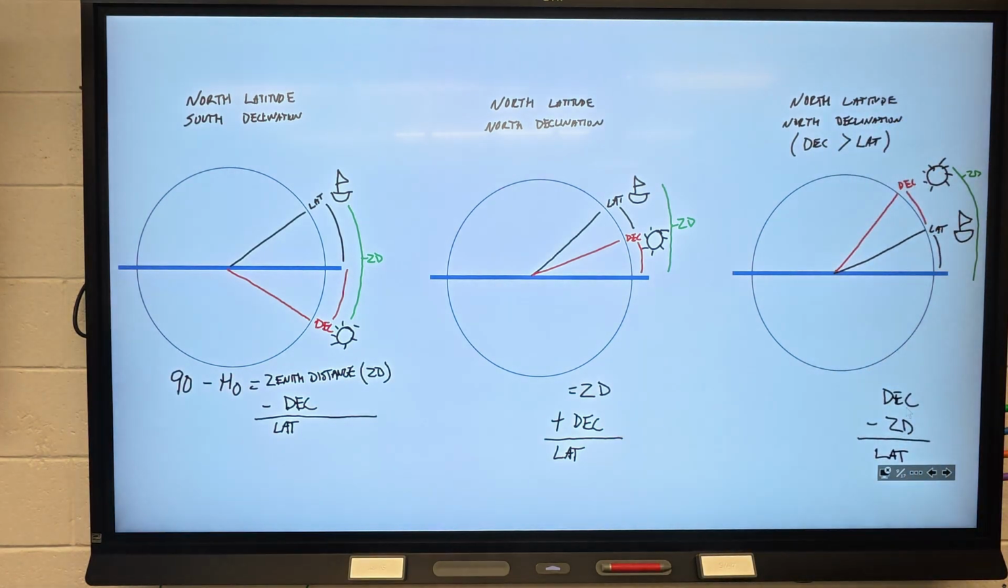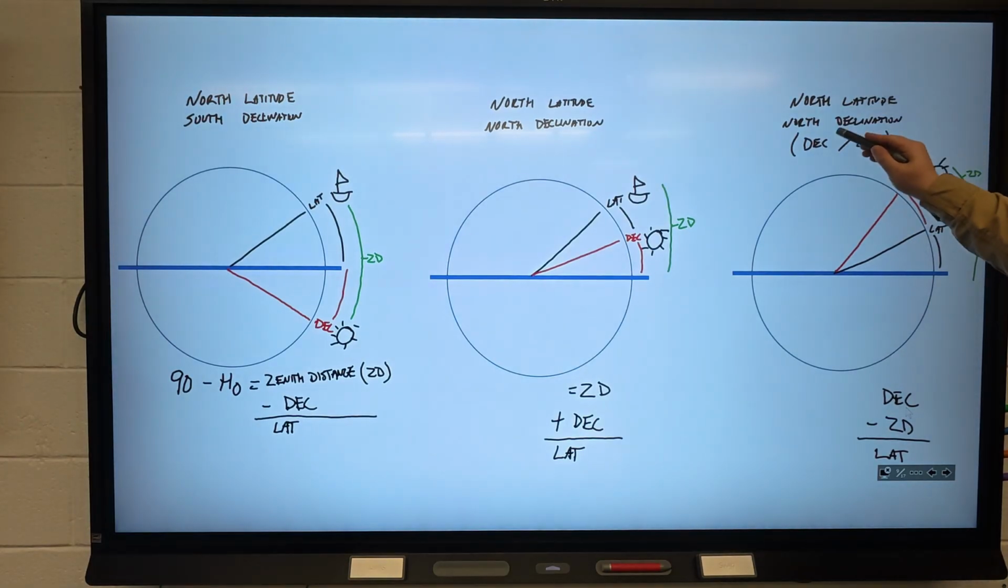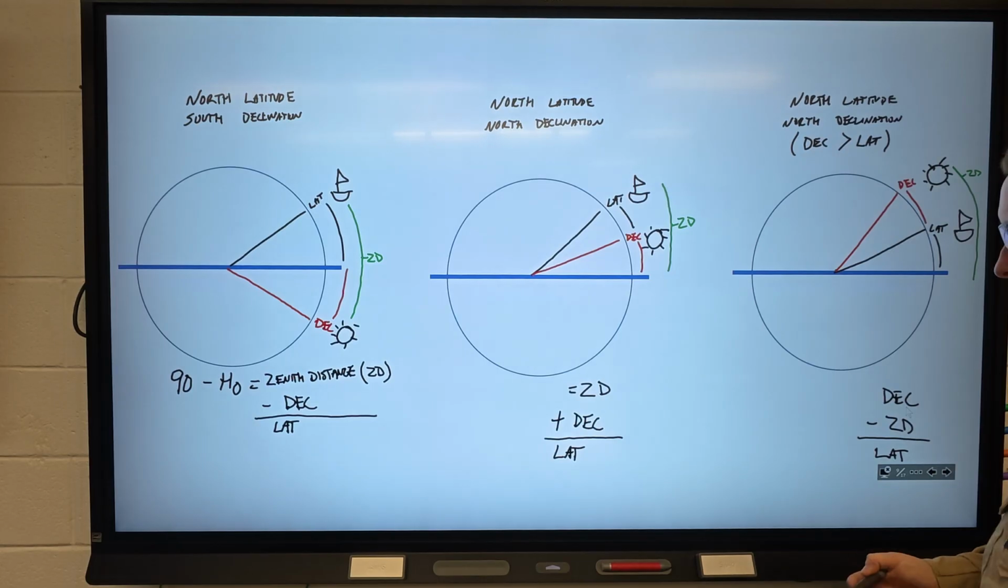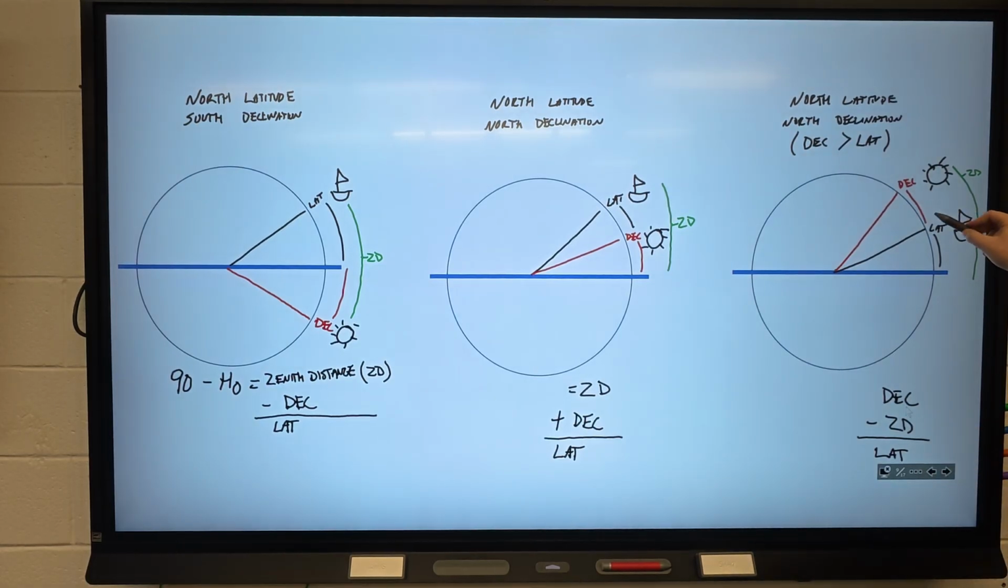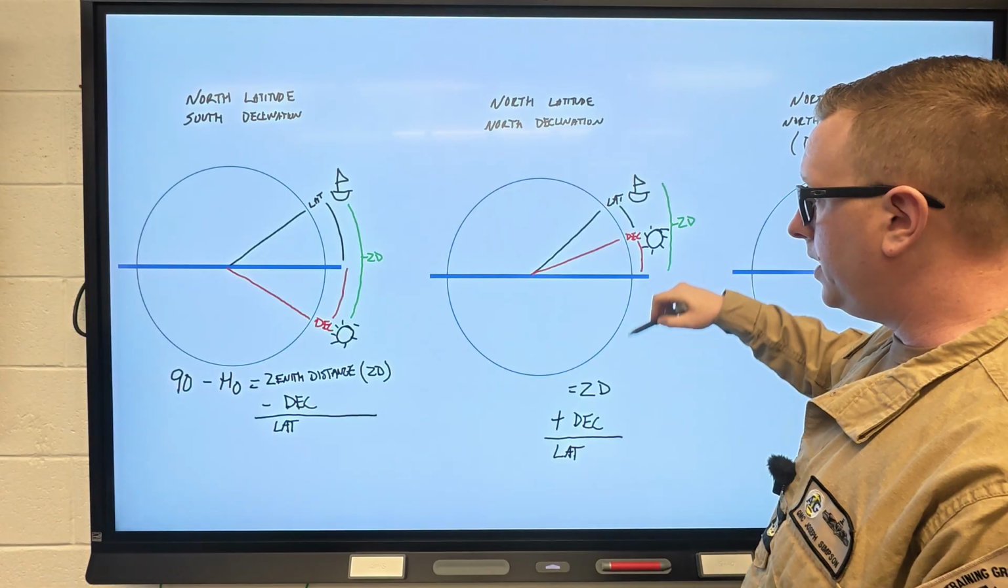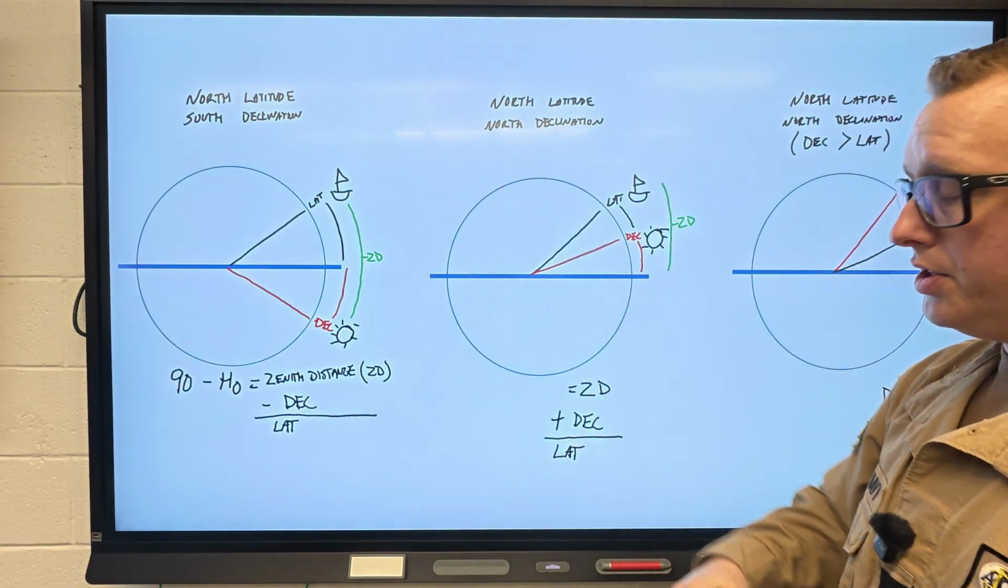And then we have the third scenario. When you have north latitude and north declination, but your declination is more than your latitude, you're going to do declination minus zenith distance. You're going to reverse it to get your latitude. And you mostly see this if you're closer to the equator. But this is the example, this is a scenario for our example.